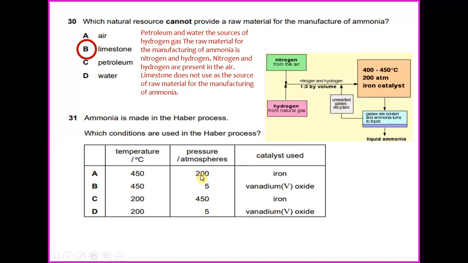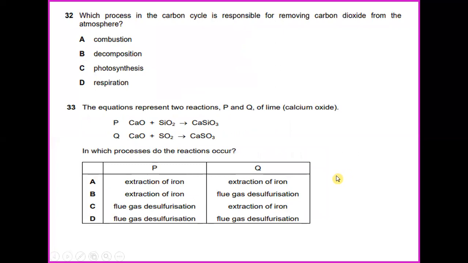But when you look at the pressure required for the ammonia Haber process, it requires about 200 atm. So the most suitable answer for this would be A. And the catalyst used is iron. So 31 is A. Number 32.